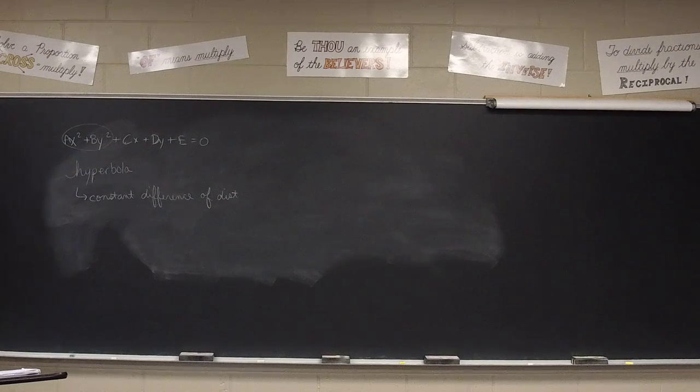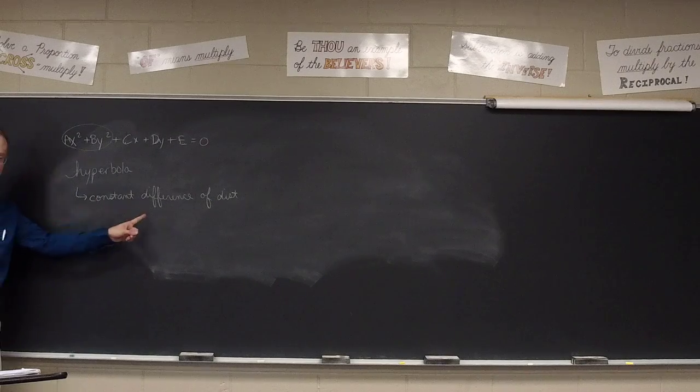So the circle has 1 point and a radius. The parabola has a point called the focus and a line called the directrix, equidistant all the way. The ellipse has 2 fixed points called foci, and the sum of the distances remains constant. The hyperbola has 2 fixed points. Again, they're going to be called the foci, but the difference of the distances is going to be constant.